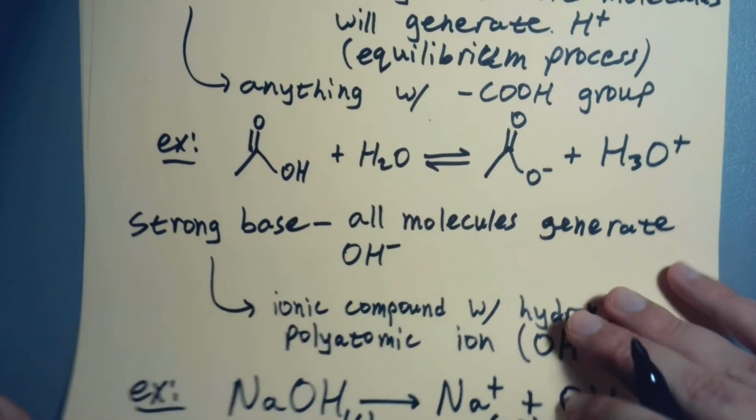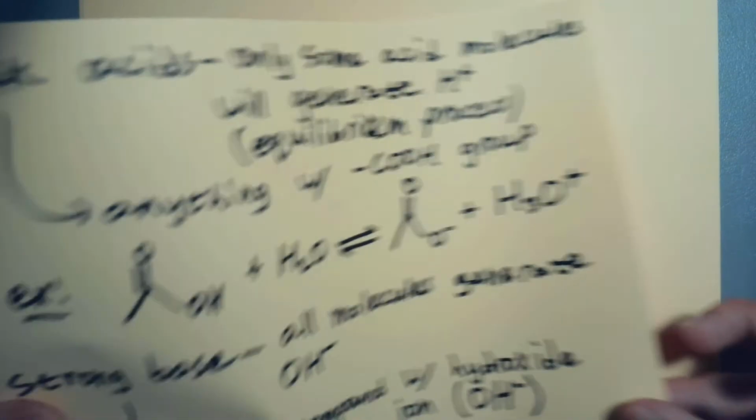Okay, so weak base. I think you have a good idea of what the definition is going to be at this point. So bases generate OH minus. Weak versions of acids and bases just don't completely generate. Not all the molecules do that.